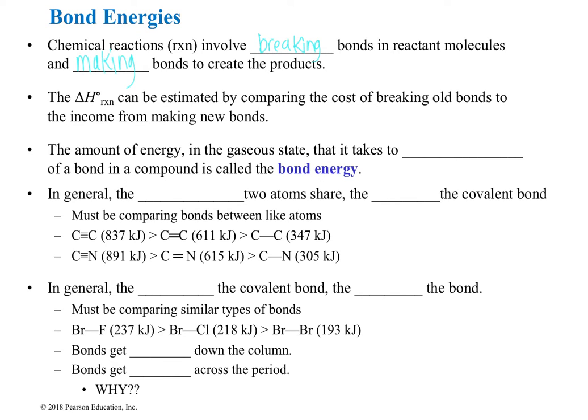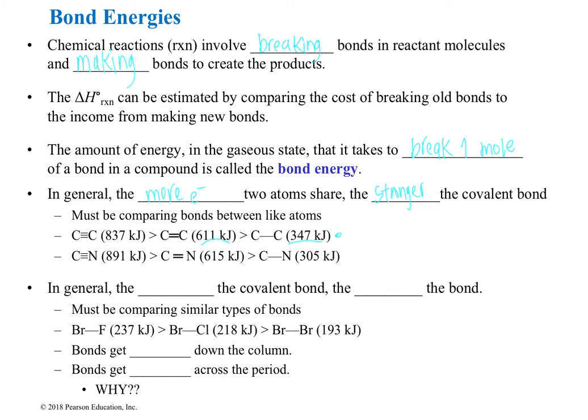And so this bond energy is how much energy it takes to break 1 mole of a bond, of a compound. So in general, the more electrons that are shared, the higher or the stronger the bond is. So we can compare different atoms that are connected. So carbon-carbon bond, you can see single bond is 350-ish kilojoules, a double bond 600, a triple bond 840-ish.